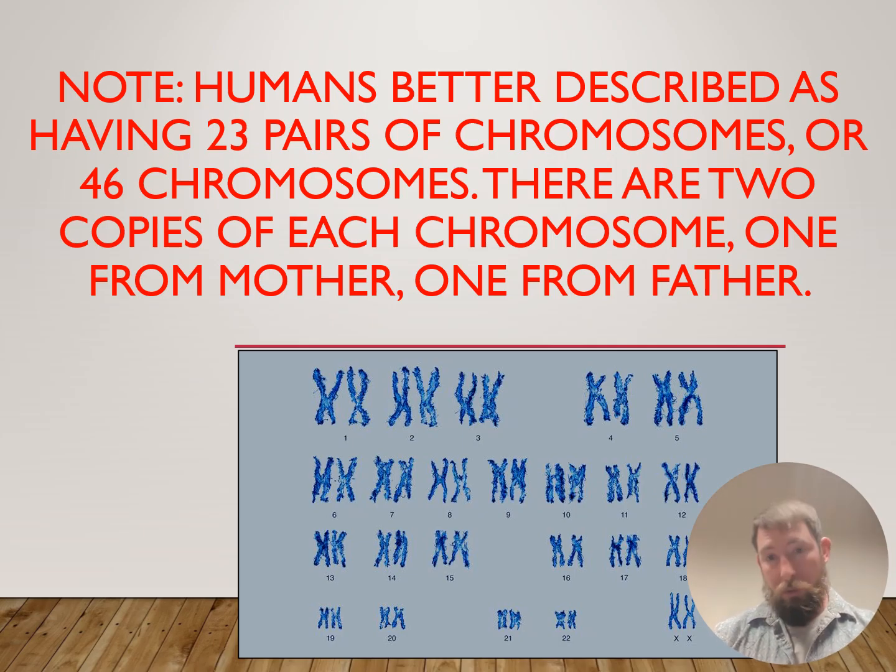These pairs, the two chromosomes in each pair, are known as homologous chromosomes, and in these they basically have the same genes, they do the same function, but one of them is from the mother and one of them is from the father. So there are two copies of each chromosome, one from the mother, one from the father. We have 23 pairs of homologous chromosomes, or strictly speaking, 46 chromosomes all told.